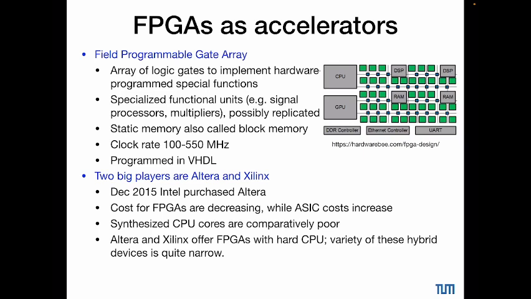Typically, you can get synthesized CPU cores, so these are soft cores, and you could basically put them into these logic elements, but typically the performance is slow. So what many of these chips now have are hard cores, shown here as CPU. They are then connected to the array of logic gates for the special purpose execution.